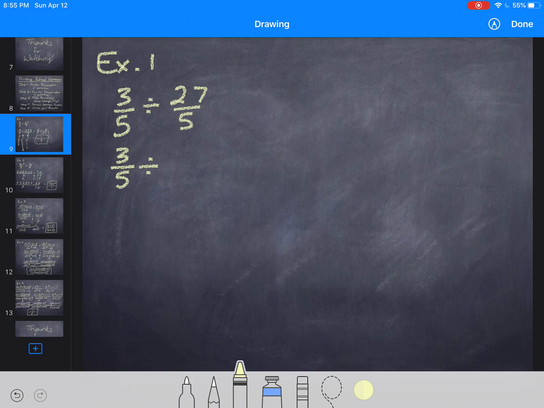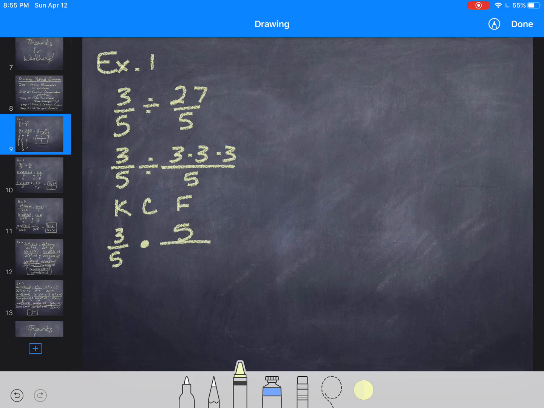I'm going to factor my 27. The prime factorization for 27 is 3 times 3 times 3, all over, my 5 is still prime. This is where I apply the third step, where I take the reciprocal. I'm going to keep my first fraction exactly the way it is. I'm going to change division into multiplication. And then I'm going to flip the fraction that is located behind the division symbol.